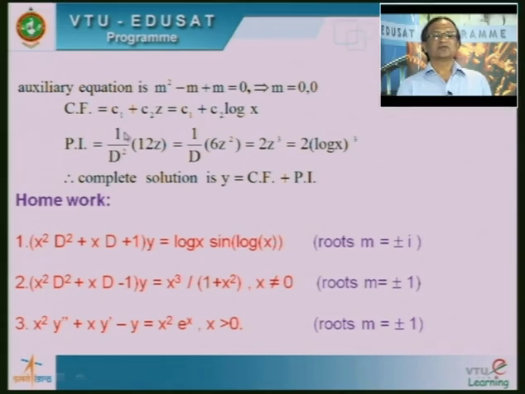So, the particular integral is equal to 1 upon D square, and the right hand side function is 12 times of z. Here 1 upon D square is a symbol; it represents a double integration. By using the direct method, we are able to find the particular integral.